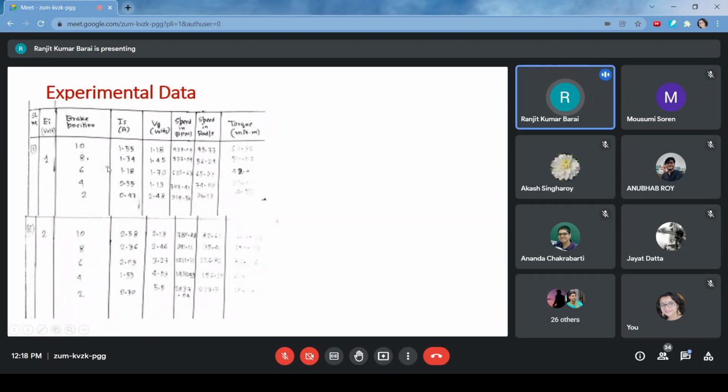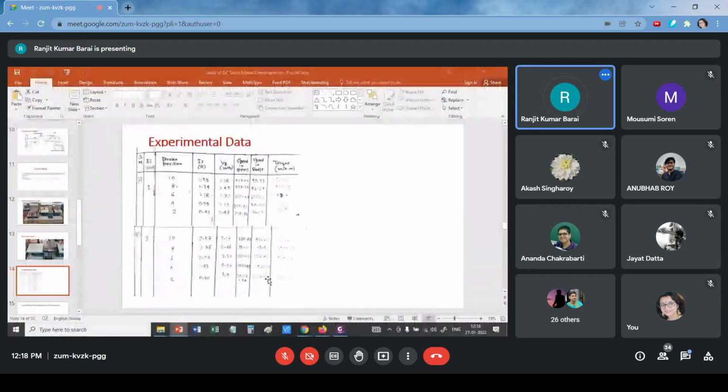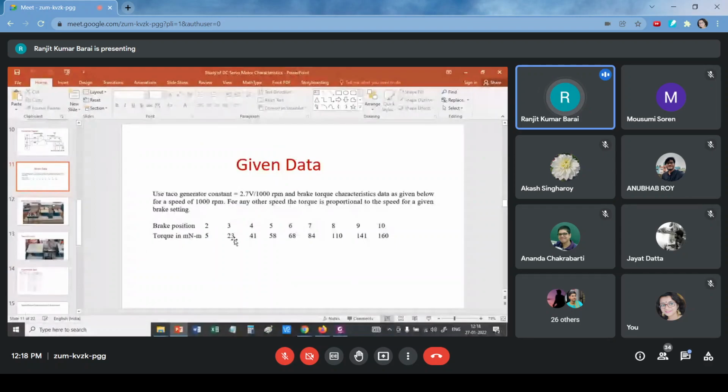You note down the armature current and the tacho generator voltage, and you have to calculate speed in RPM and in radian per second, and torque. Corresponding to the speed and brake position, you calculate the torque generated by the motor as per the load torque table, being balanced by the electrical torque generated by the motor. Otherwise, stability cannot be achieved. At the stable condition, the load torque and the armature generated torque are the same, so that steady speed is achieved.